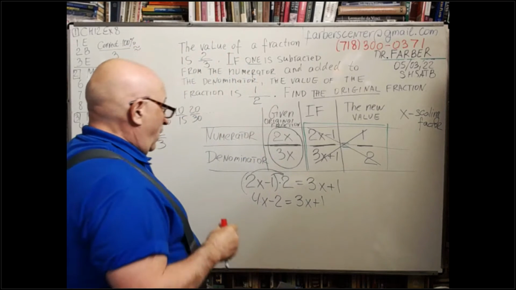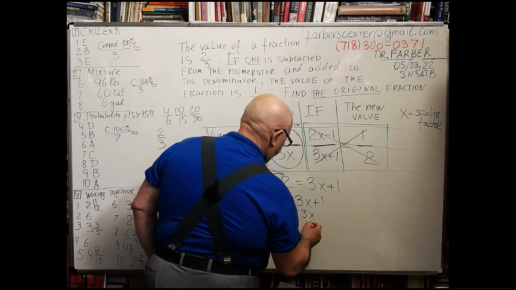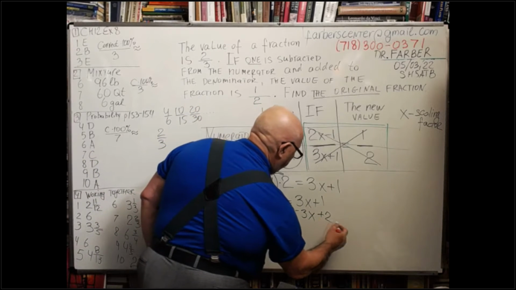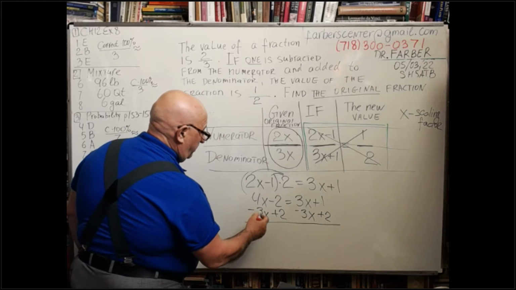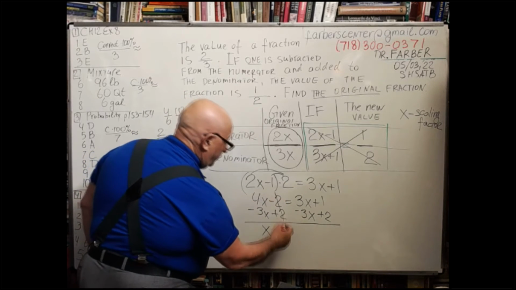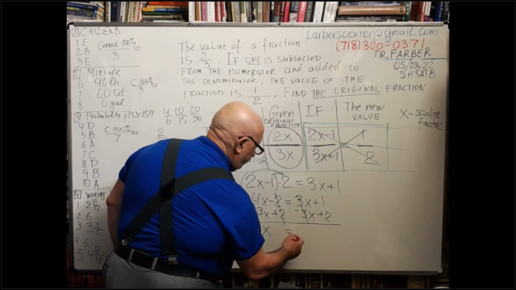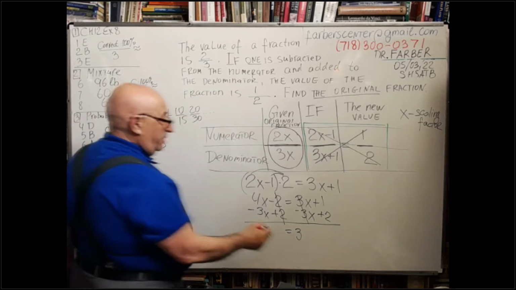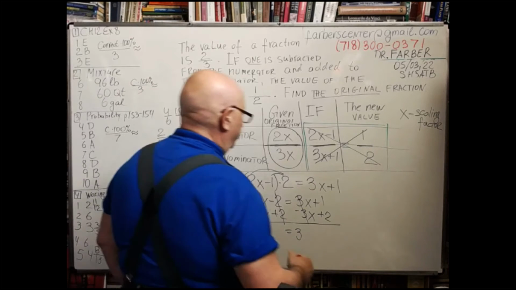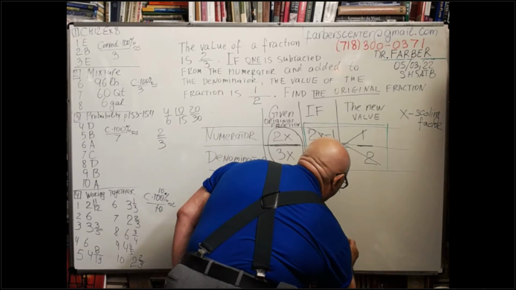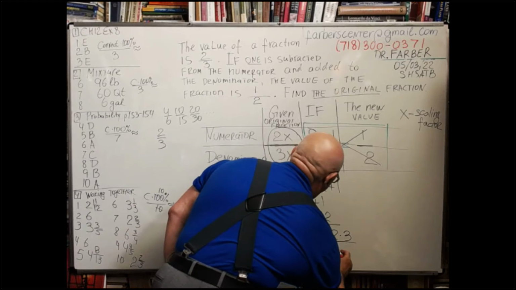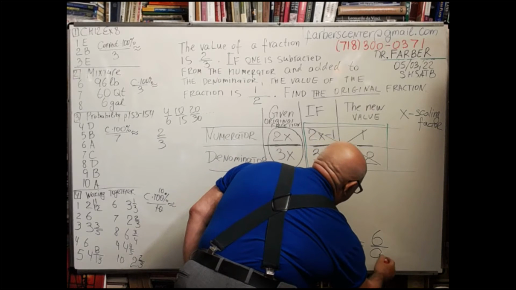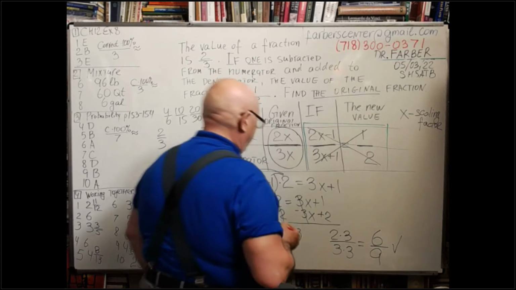Minus 3x, plus 2 and plus 2. Solve the equation. 4x minus 3x is x. Cancel out, equals 3. 3 is not the answer. 3 is the scaling factor. Grab the 3, plug it in over there. The answer would be 2 times 3 divided by 3 times 3, and you get 6 over 9. So my fraction is 6 over 9.